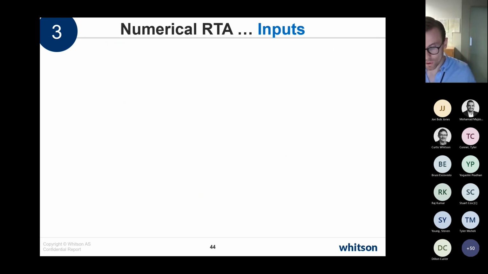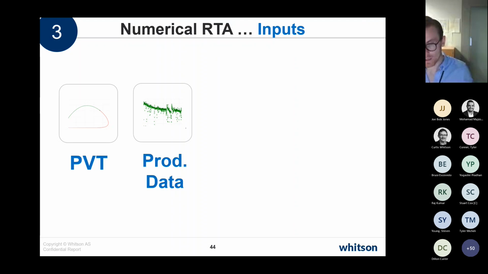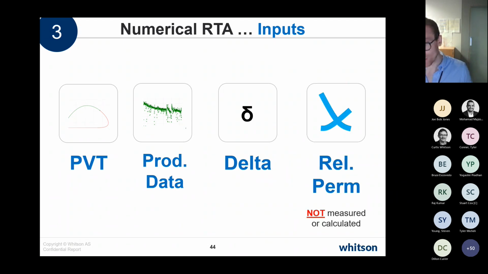What does it mean for our numerical RTA work? Well, for our numerical RTA work, it just means that we still have to have PVT and production data. And the last thing for the numerical RTA is that we need to introduce a delta. But that's it. And then still you have the rel perms, which is still a problem, but you can bound that again from your multi-phase FMB. So it doesn't really change numerical RTA a lot.